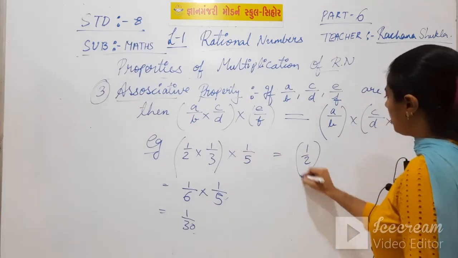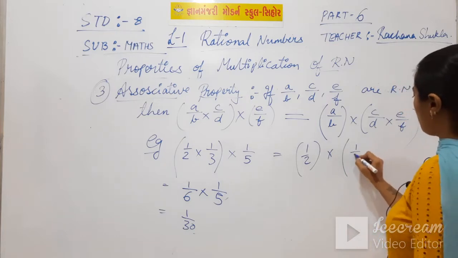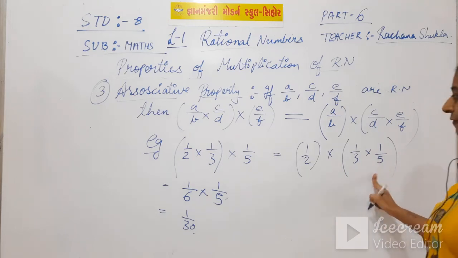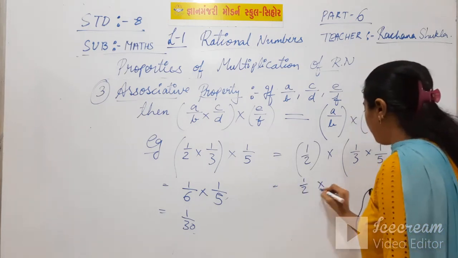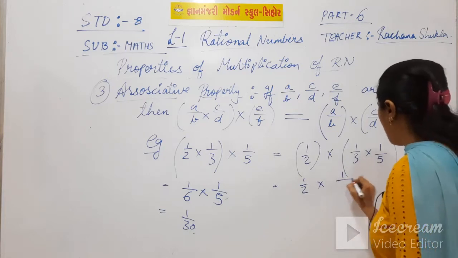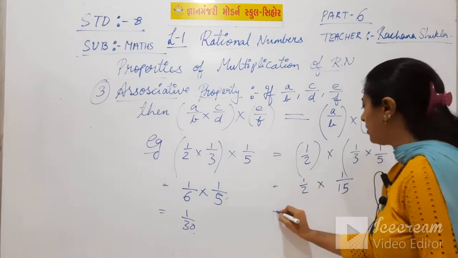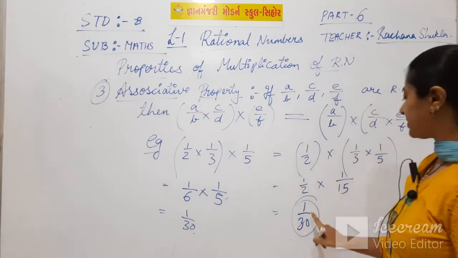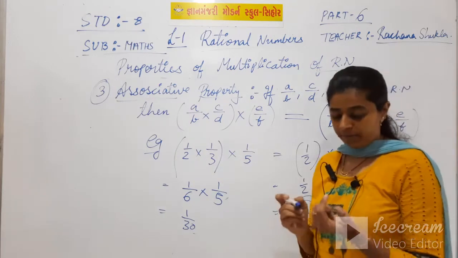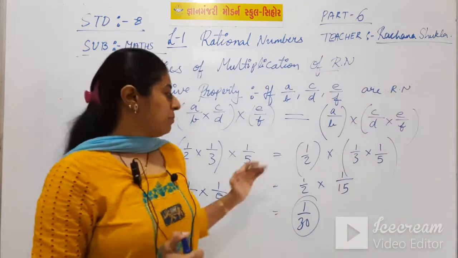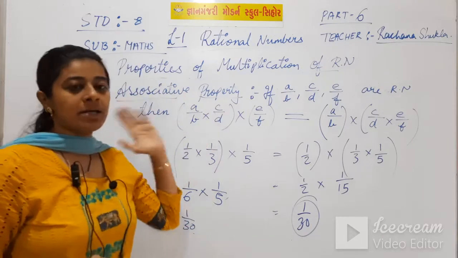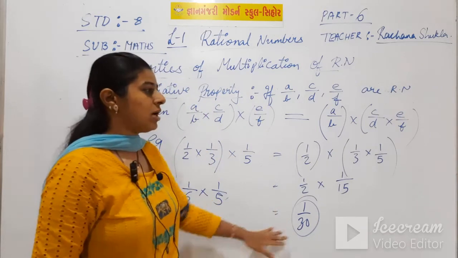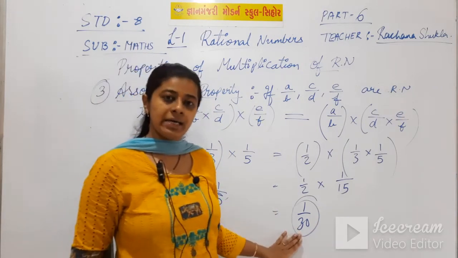Let's check on the right hand side. 1 upon 2 alone, and in the bracket 1 upon 3 into 1 upon 5. Solving this bracket first, that is half into 1 upon 15. 3 5s are 15. 15 2s are 30. 1 upon 30. Your answer is 1 upon 30. Here also 1 upon 30. So we have proved that associative property is applicable in case of multiplication. We got both the answers same, LHS side and RHS side.